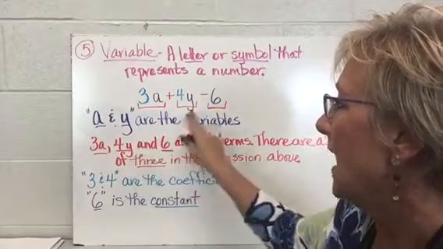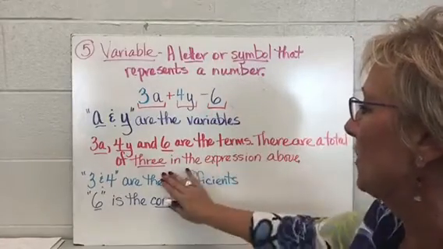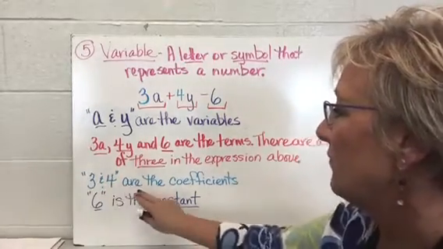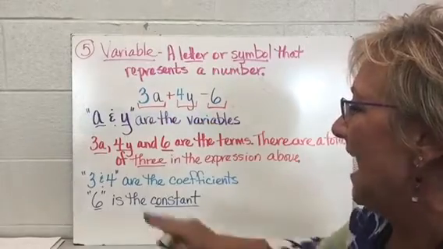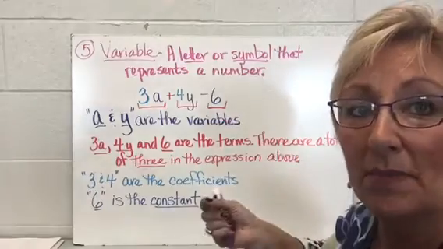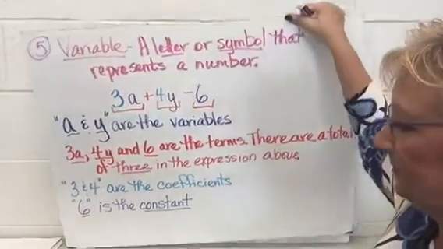3a and 4y and the 6 are going to be the terms, and there are a total of 3 terms in the expression above. The 3 and the 4 are the coefficients because they are in front of the variables, and 6 is the constant because it is the only thing that is not being multiplied by something that it can change. So 6 would be my constant.